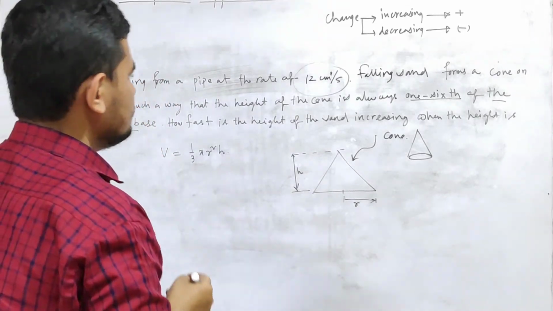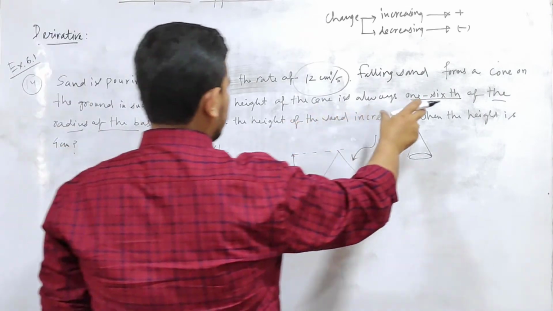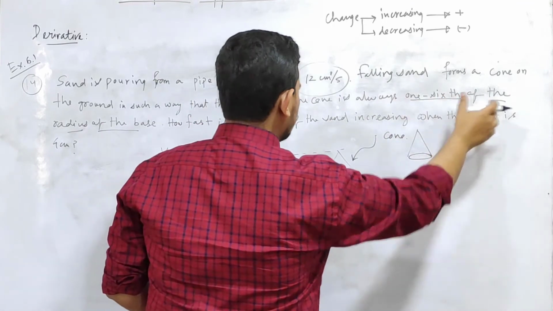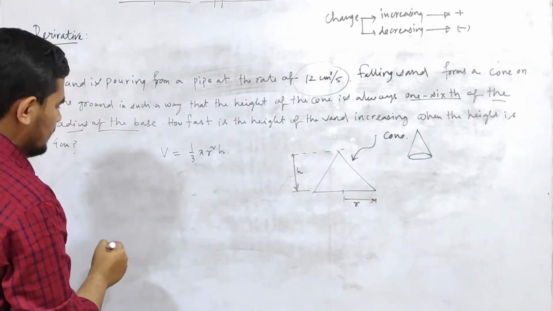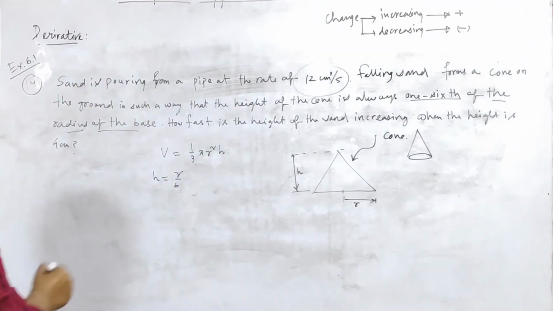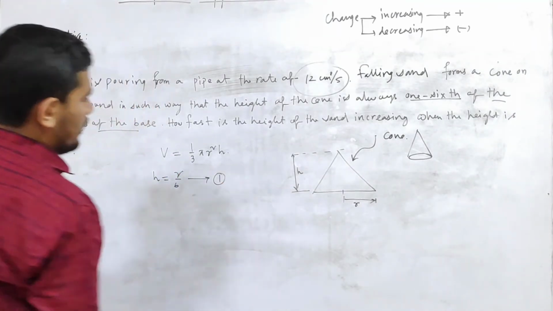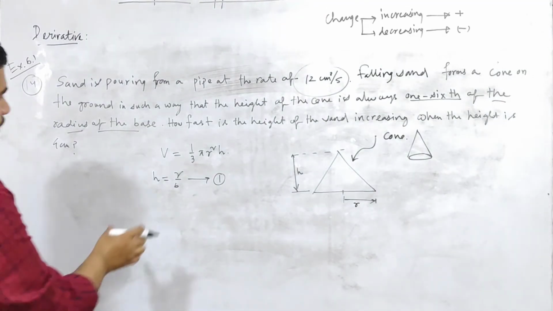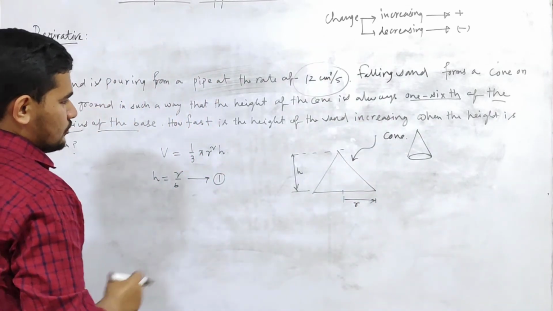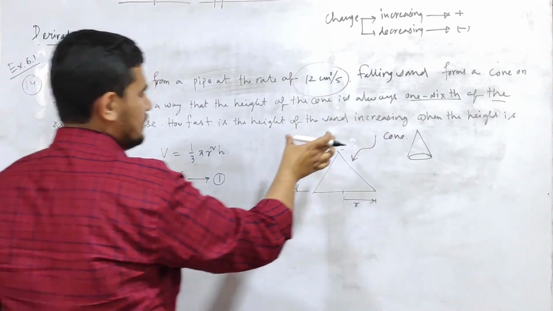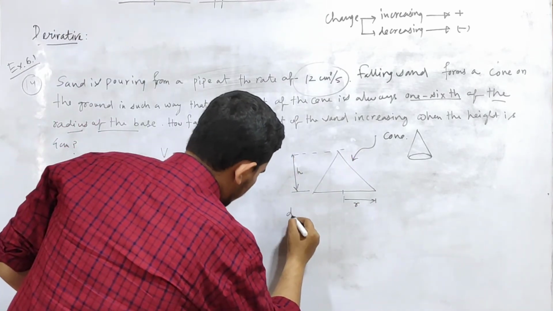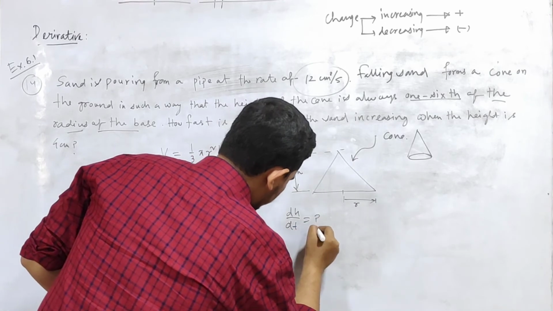Now there is another relation given: the height of the cone is always 1/6 of the radius of the base, that is h is equal to r by 6. So this is the information given in the question. Now we are asked how fast the height of the sand is increasing. When there are terms such as increasing, we need to find the derivative of height with respect to time. So we need to find dh by dt.